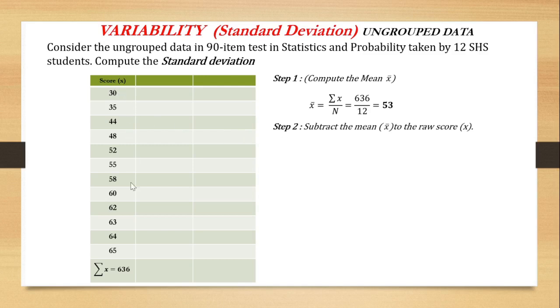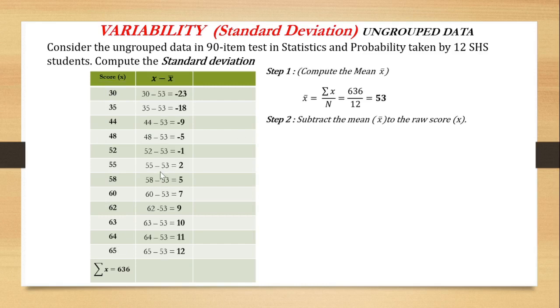Each of the raw scores x will be subtracted by the mean 53. So we have 30 minus 53 is equal to negative 23. 35 minus 53 is equal to negative 18. 44 minus 53 is equal to negative 9. 48 minus 53 is equal to negative 5. 52 minus 53 is equal to negative 1. 55 minus 53 is equal to 2.